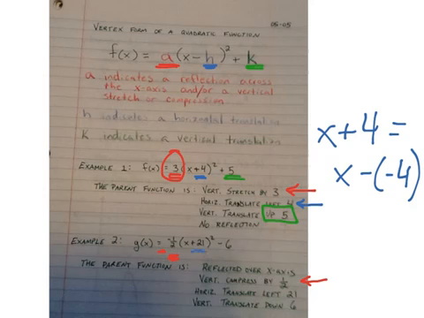The positive 21 means move left 21 units. And the -6 tells us to move down 6 units. On the next screen, I should have an example of this with a graph.